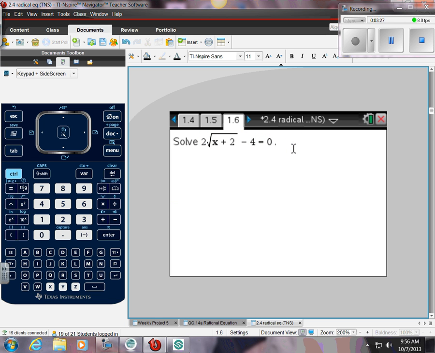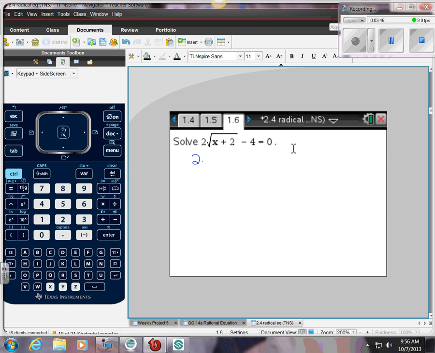How do you think you start with this one? Not yet. Yeah, what's the goal? What's your initial goal? Good, to isolate that radical, right? We want to get the square root of x plus 2 by itself. So we need to move everything else away from it first. So again, what's my first step? Add the 4. Good. Divide by the 2. Very good.